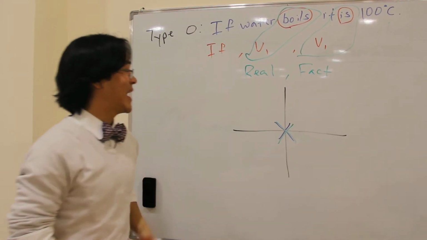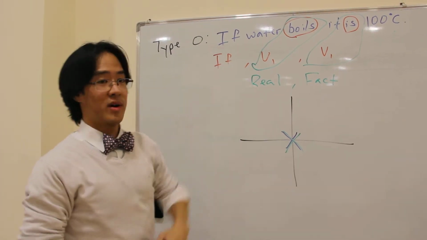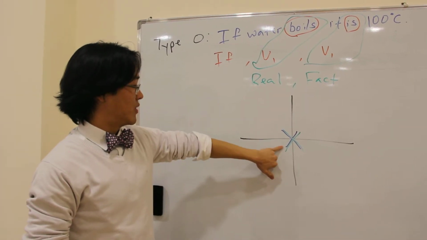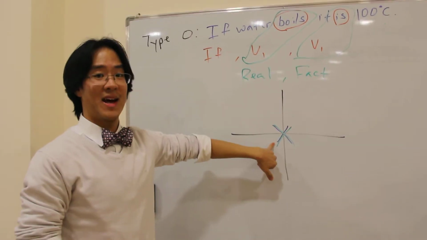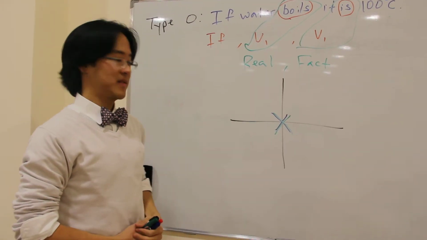The second action happens simultaneously. If water boils, it is 100 degrees. When the first action is true, the second action is true. And this is something that is always real, and it is a fact.